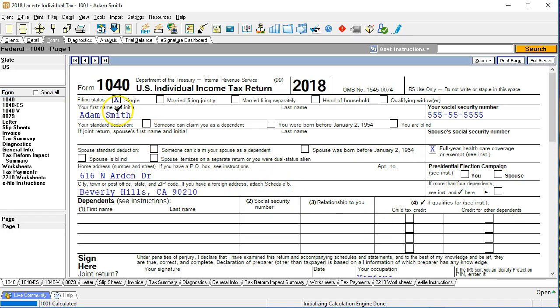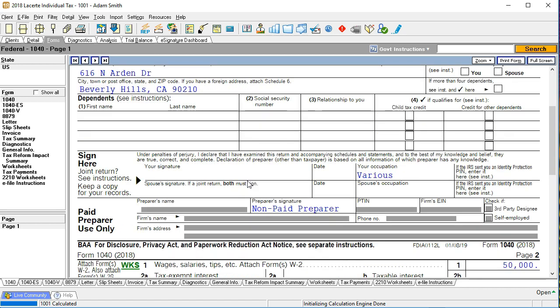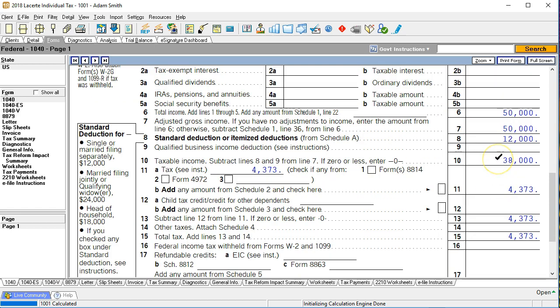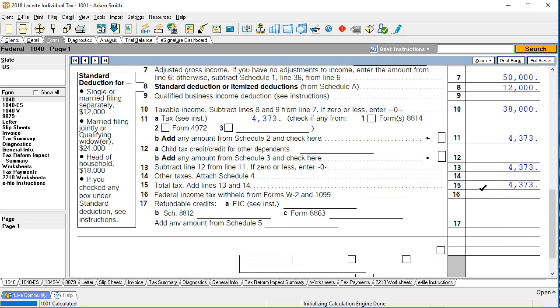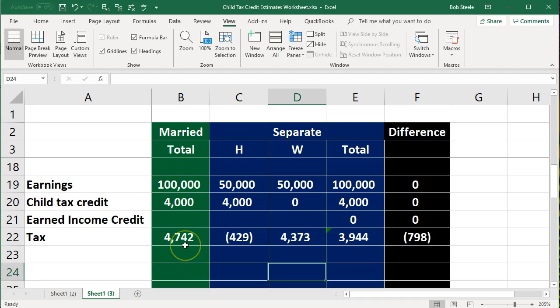Is at single status, and again the name's the same, one spouse, the other spouse under these two situations. Then we're going to say 50,000 minus the 12,000 standard deduction gives us the 38,000 taxable income. The tax is 4,373. We have no credit, so the tax then is that 4,373. So we notice here there's a kind of huge disparity, right? If they were married under this condition, then you'd have the 4,742.